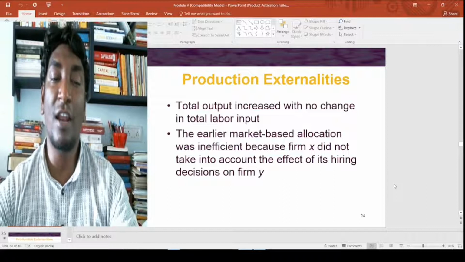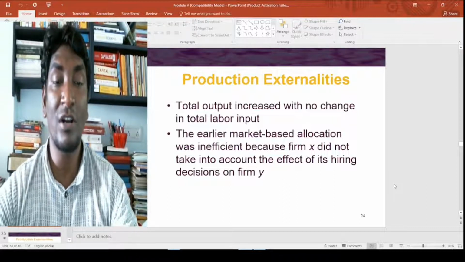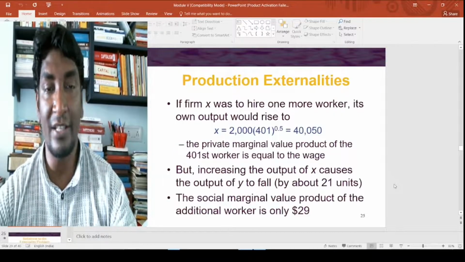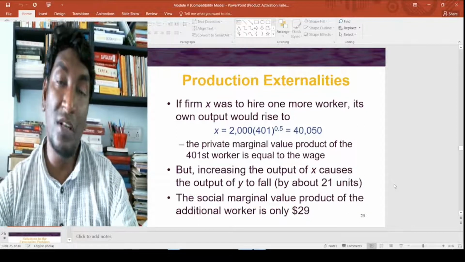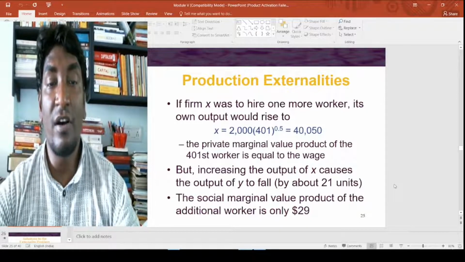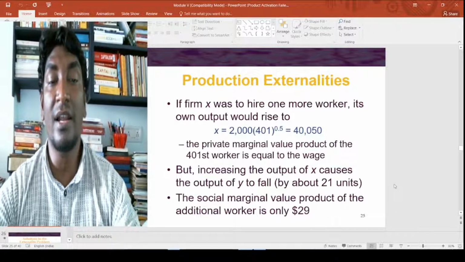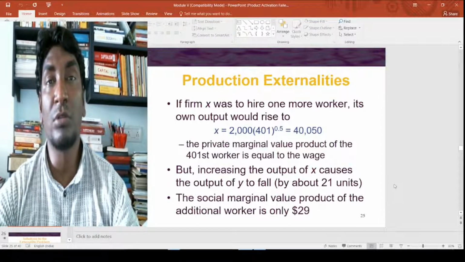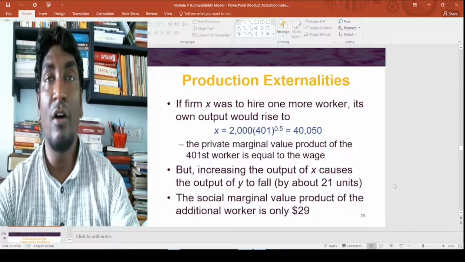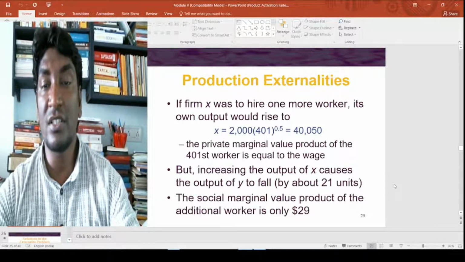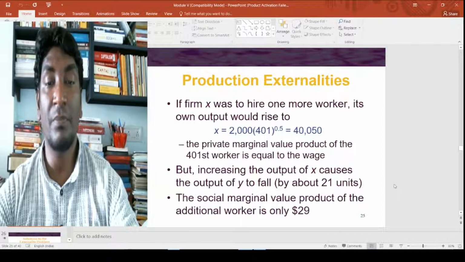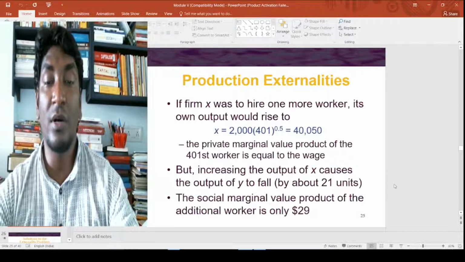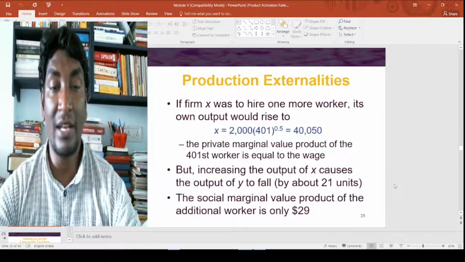The earlier market-based allocation was inefficient because firm X did not take into account the effect of its hiring decision on firm Y. Now, this is what is called the production externality. If firm X were to hire one more worker, its output would rise to X equal to 2000 times 401 to the power of 0.5, which is 40,050. The private marginal value product of the 401st worker is equal to the wage itself, right?